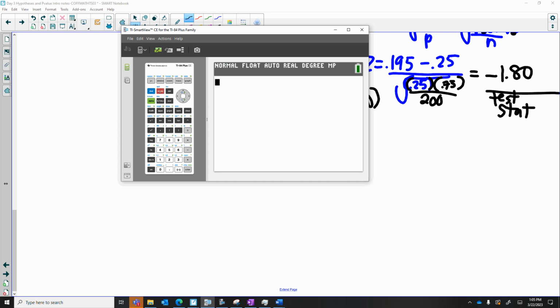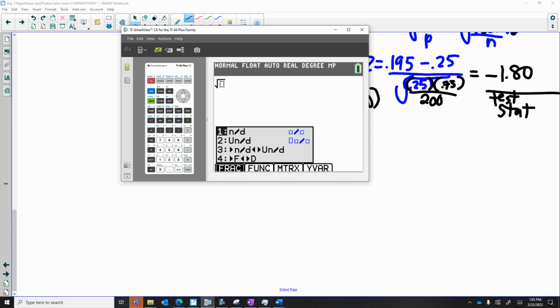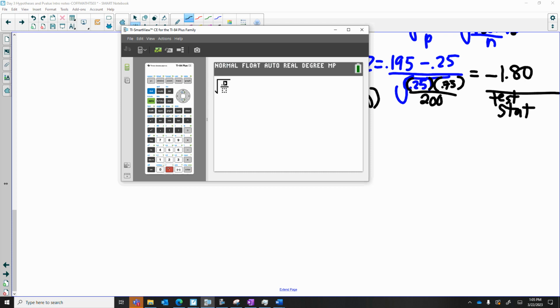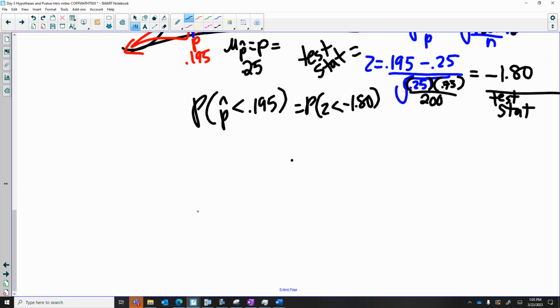Did we do it? Let's see. Sorry, I don't know if we did it. Let's do it now. 0.25 times 0.75 over 200. We got 0.0306. So I'm just going to write that down.